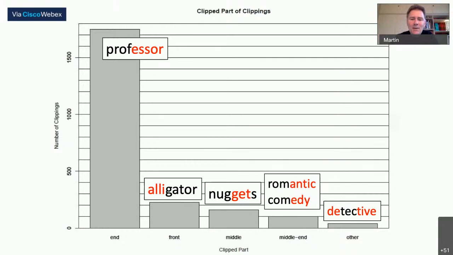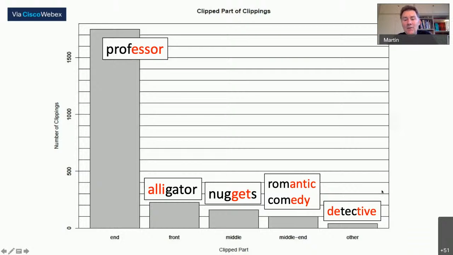Yeah. And finally, we have a category other that has to accommodate everything that did not fit into any of the first four. So here we have front and end clippings like tech from detective. They exist, but they're kind of rare. Incidentally, when you look at detective, you notice, well, this is a rare category, but it's nonetheless, the example is typical in that what's retained is the stressed syllable. Yeah? It's detective, and so tech is what is kept.